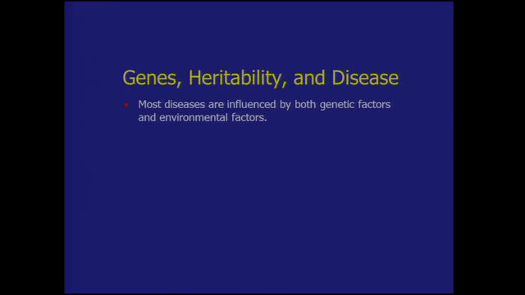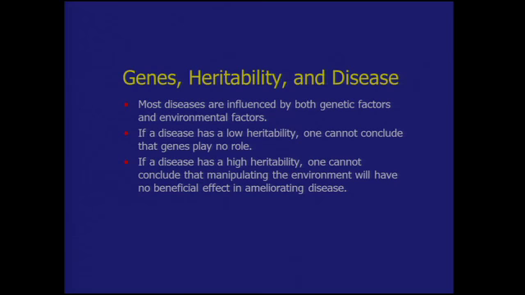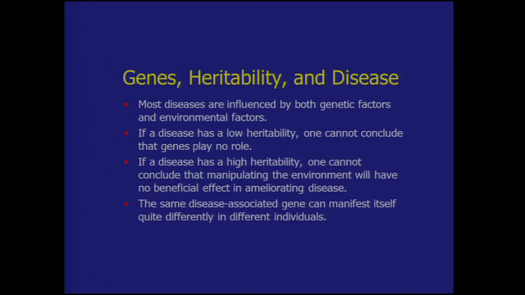So summarizing, most diseases are influenced by both genetic factors and environmental factors. If a disease has a low heritability, one cannot conclude that genes play no role. It depends on what genetic variation is available in that population and what environment they're in. If a disease has a high heritability, one cannot conclude that manipulating the environment will have no beneficial effect in ameliorating disease. Even if my myopia was completely heritable, I can fix it by putting on my glasses. So heritability in one environment doesn't tell you much about heritability in another environment. And the same disease-associated gene can manifest itself quite differently in different individuals.